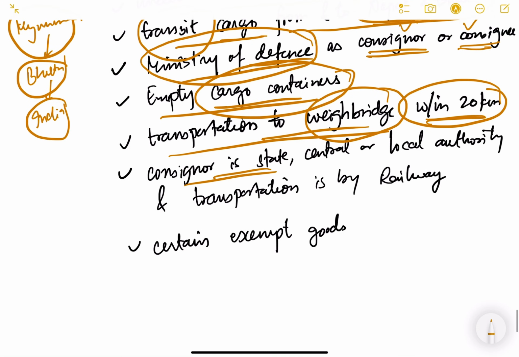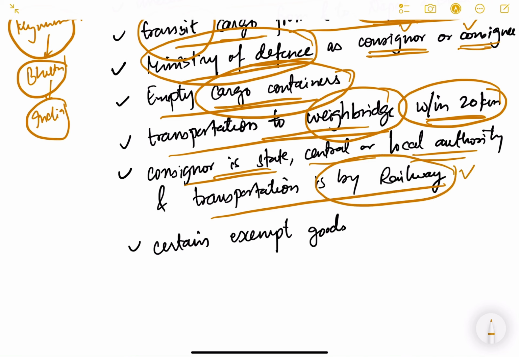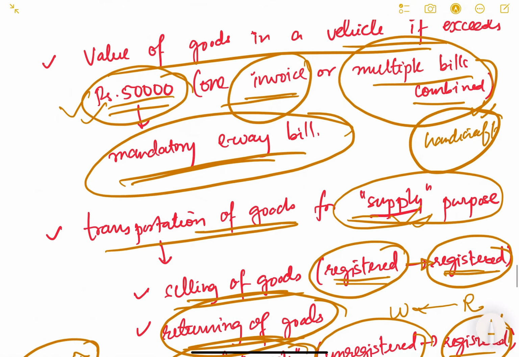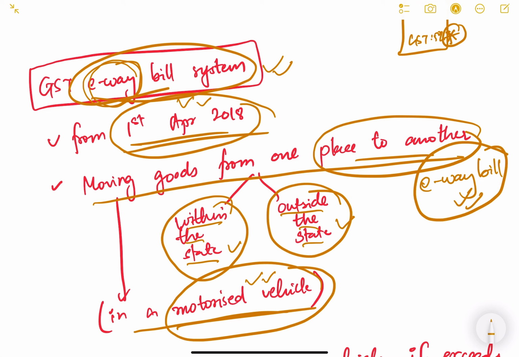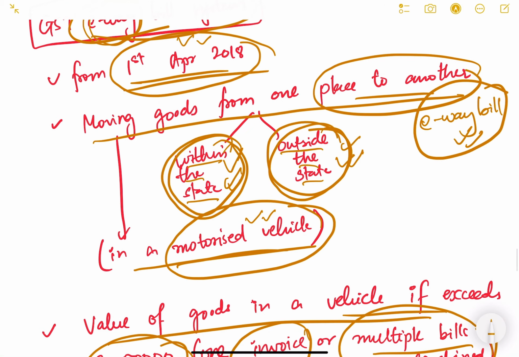If the consignor is a state, central or local government and transportation is by railways, again they don't need EWay bill generation. And then there are certain exempt goods. There is a list of goods which are exempted. Different states have different rules also; they have made their own rules. The EWay bill system was adopted by different states at different times. Most states already have an EWay bill system for within-state transportation. For outside the state, interstate, the EWay bill system is obviously mandatory. So almost every state has the EWay bill system now.